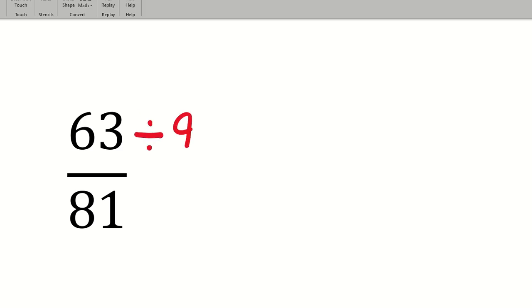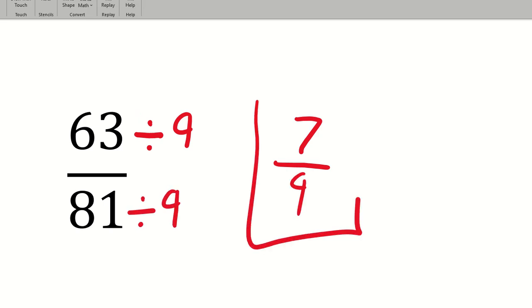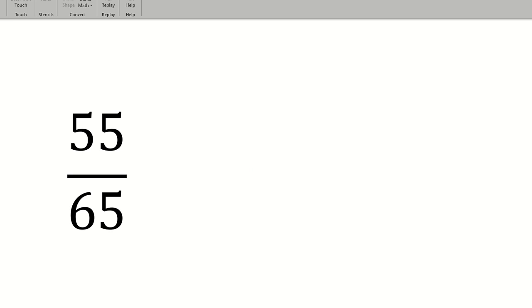63 divided by 9 is 7, and 81 divided by 9 is 9. Thus, this simplifies to 7/9. And now, we come to the last one. I wanted to do 10 examples. Let's do the last one real quick.